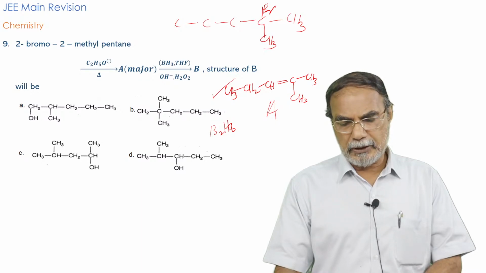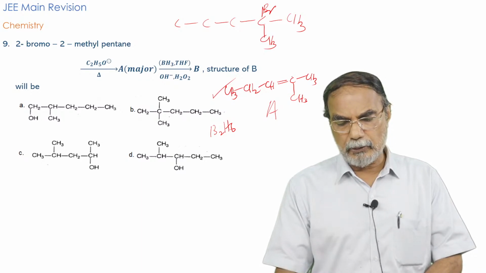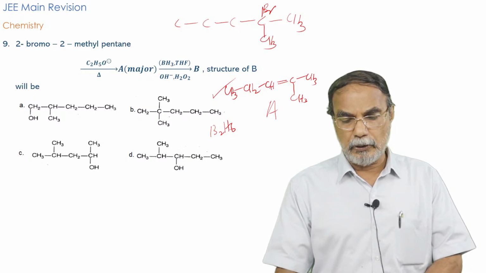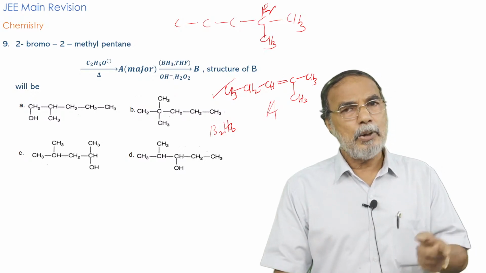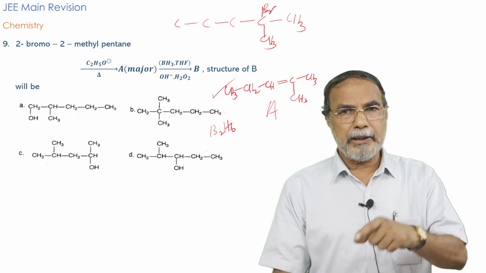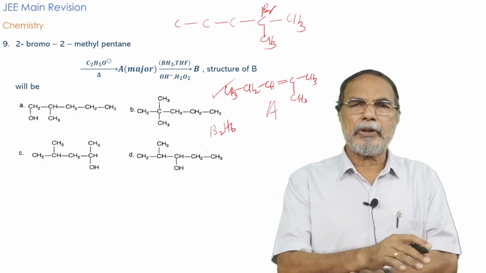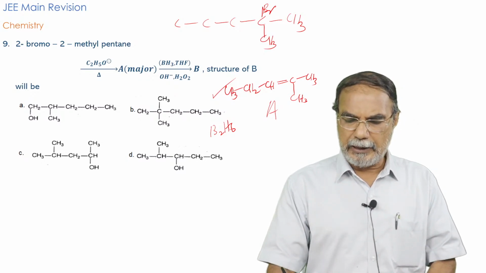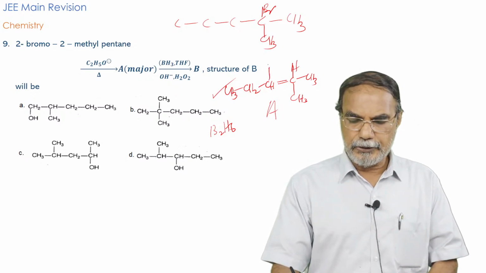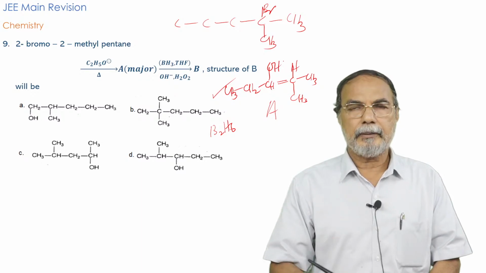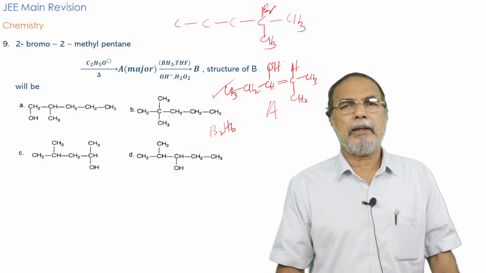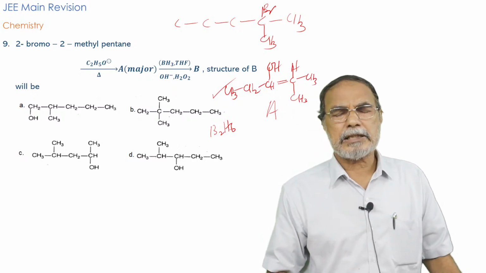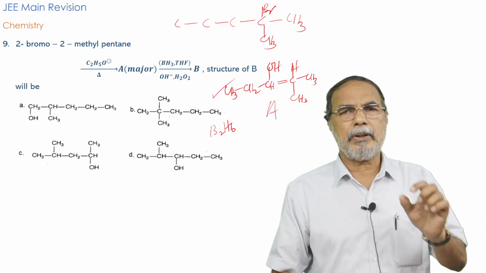In the Markovnikov rule, the hydrogen is added here and the OH is added here. That is the Markovnikov rule, that the hydrogen is going to that carbon atom which already has more hydrogen atoms. But here it is anti-Markovnikov hydration. That is exactly opposite to the Markovnikov rule. That means the hydrogen is added here and the OH group is added here. That is the selectivity of this particular reaction. It is essentially anti-Markovnikov addition.